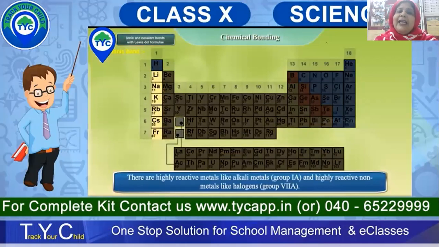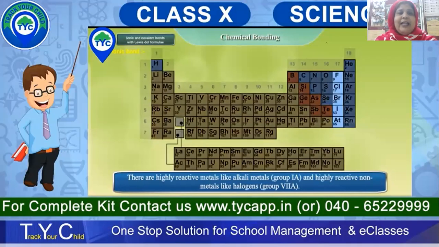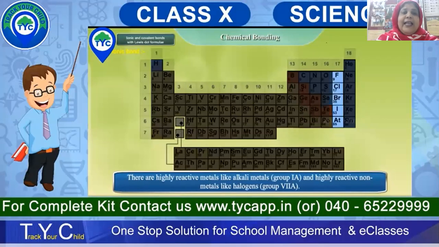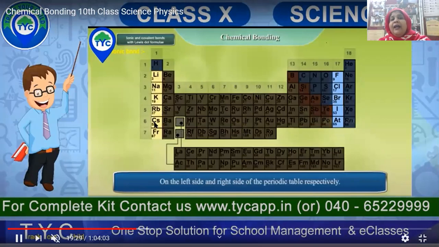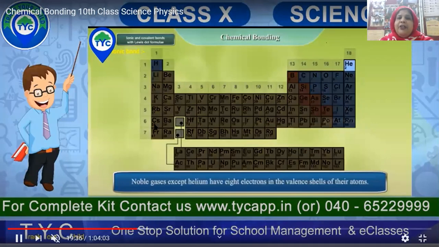The highly reactive alkali metals that you see in group 1A, that is lithium, sodium, potassium, are highly reactive. Why are they so reactive? Because their outermost shell has one electron and they are ready to lose it.